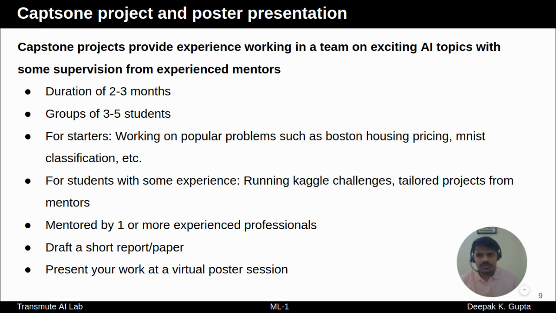The duration of each Capstone project will be roughly 2 to 3 months, and each group is going to be 3 to 5 students. So I know there are a lot of students who are purely starters in machine learning. For them, what we are planning to do is to have capstone projects where they're going to work on well established machine learning or data science problems such as Boston housing prices and classification, and we will try to accommodate all the students. So basically on these simple projects we are going to give minimal supervision because there's a lot of material available online, but we will have a very clear problem formulation for each group.